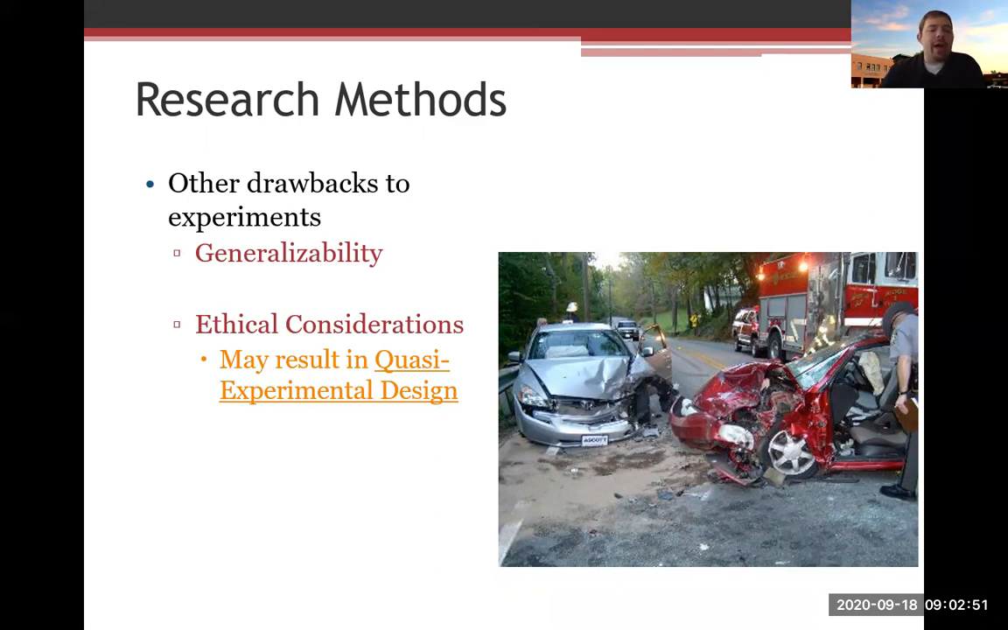Sometimes there are also ethical considerations that keep us from having a true experiment. So, for example, if we know that one of the variables could result in an injury to one of our participants, we can't run that study. So sometimes we have to do what we call quasi-experimental designs.